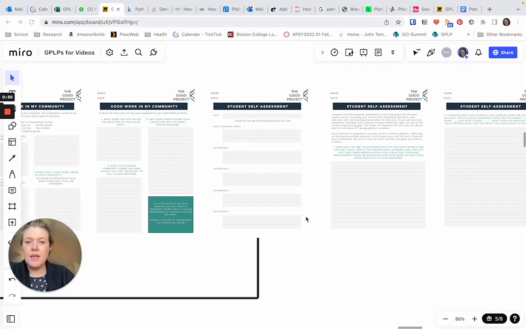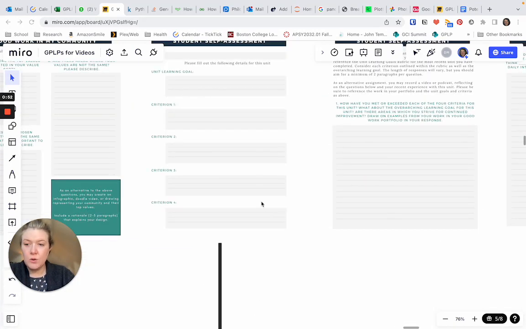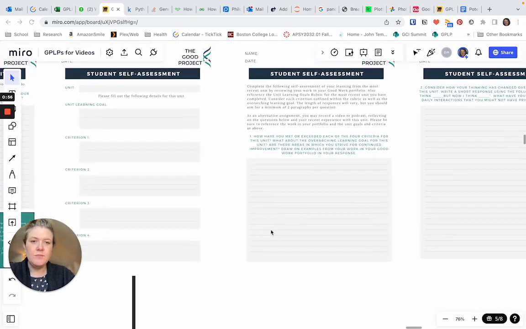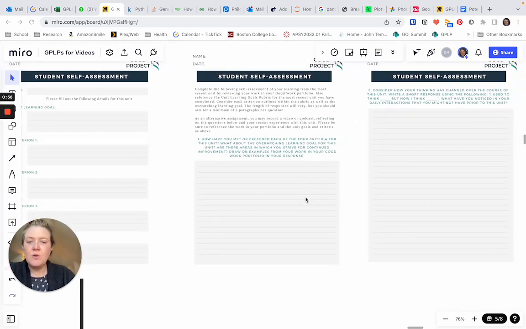So we first want them to fill out those in their own words, or reiterate them, word for word. And then we ask them, how have they met or exceeded each of those 4 criteria? And are there ways in which they're striving to improve on those? And draw work from their portfolio to support their answer. So it's really a chance for them to reflect, get some metacognition going, think about those different criterion.